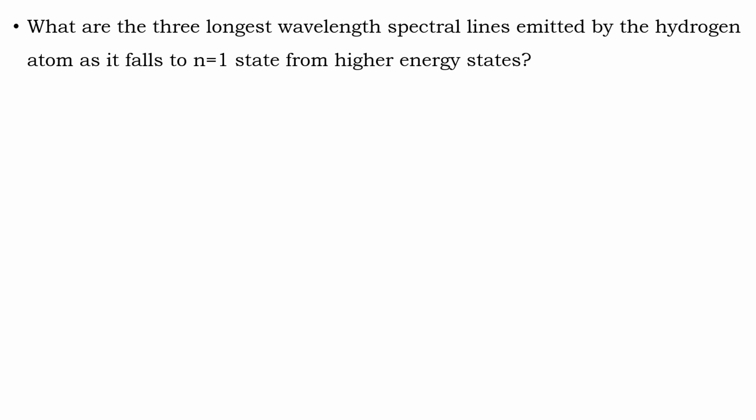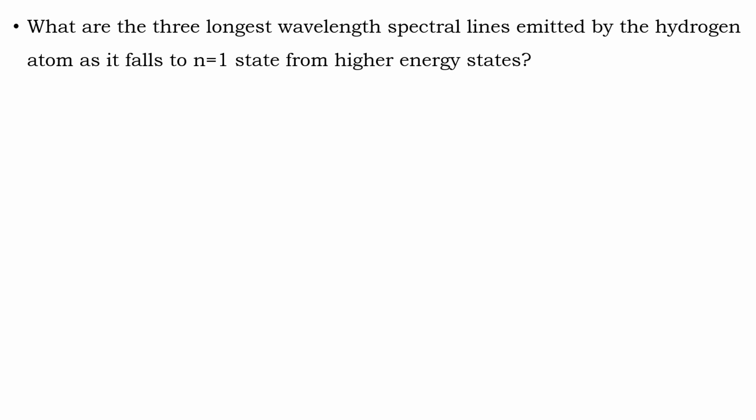Dear students, today we are solving the problems related to the chapter Atomic Structure. And the first question is, what are the three longest wavelength spectral lines emitted by the hydrogen atom as it falls to n equal to 1 state from higher energy state?